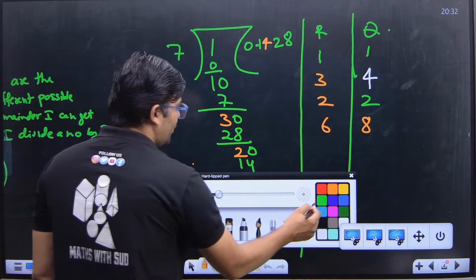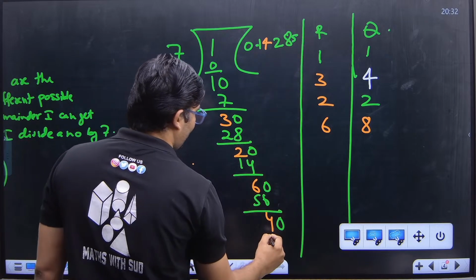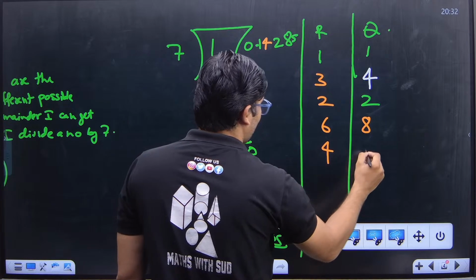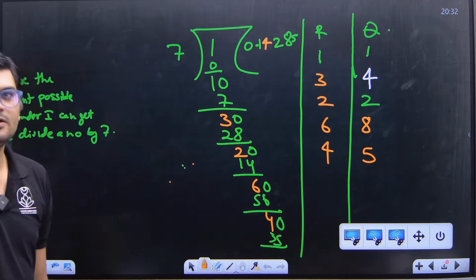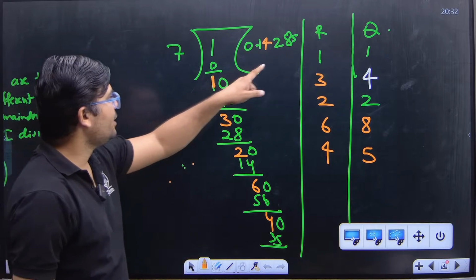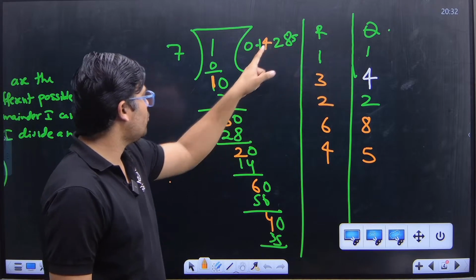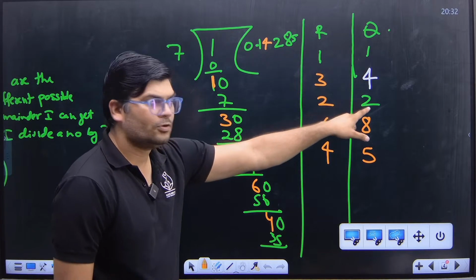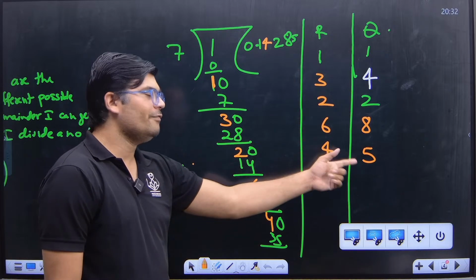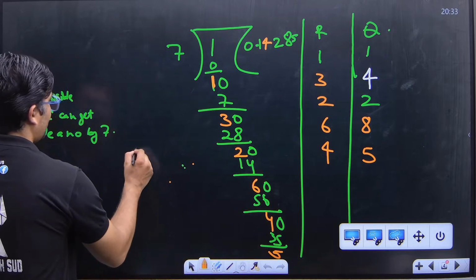Again this is 4, so you will make it 40, and 7 into 5 is 35. So with the corresponding remainder 4 I am getting 5 as a quotient. Again, take a pure look. With 1 as a remainder you have 1 as a quotient. With 3 as a remainder, 4 as a quotient. With 2 as a remainder, 2 as a quotient. For 6 as a remainder, 8 as a quotient. For 4 as a remainder, 5 as a quotient. Now again you are getting 5 here. We will continue from here.